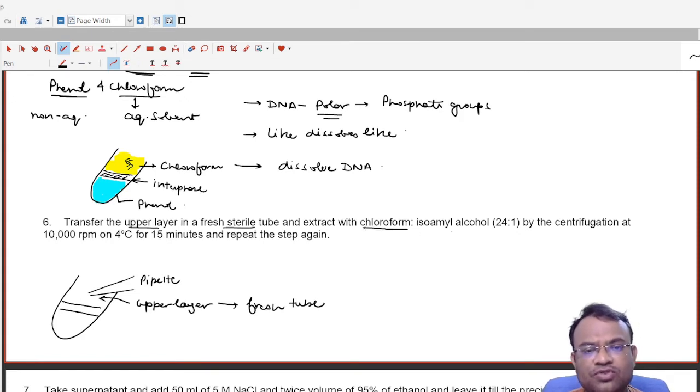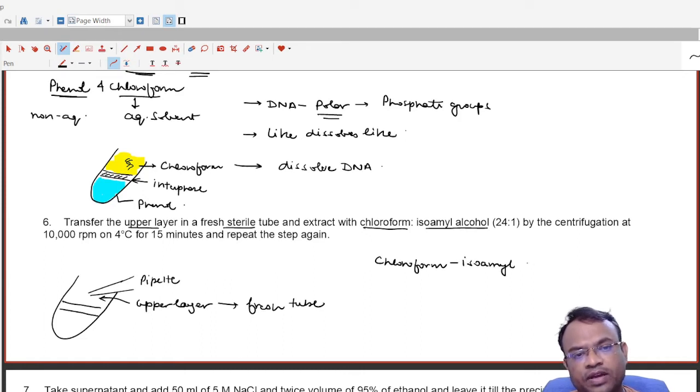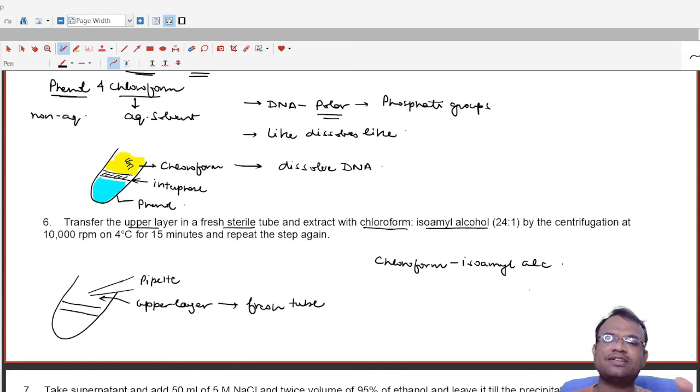The next step is you have to extract the DNA out of this layer with the help of chloroform isoamyl alcohol. So what will happen? This will cause the extraction from this particular solution, the chloroform solution, because you have your DNA present in the chloroform.